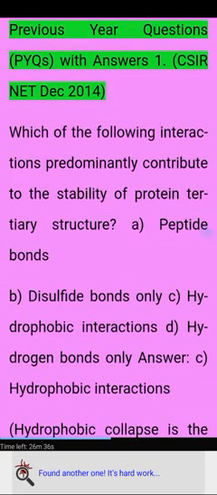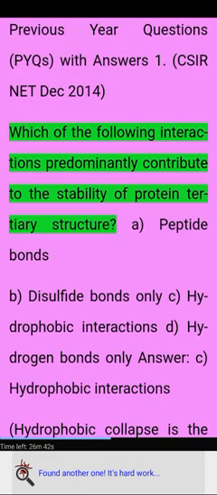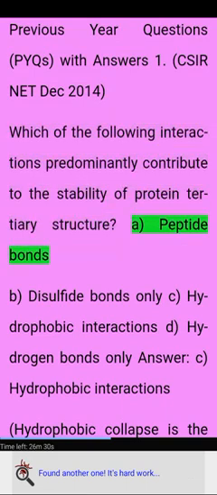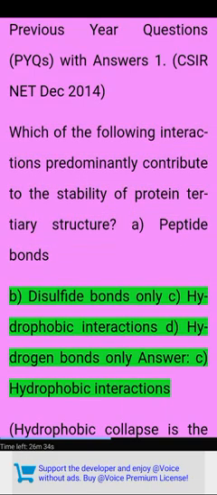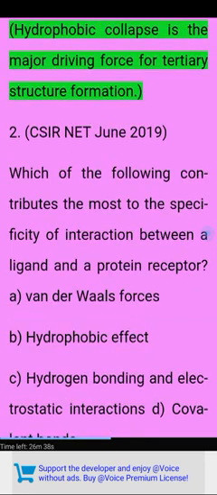Previous year questions, PYQs, with answers. 1. CSIR NET December 2014. Which of the following interactions predominantly contribute to the stability of protein tertiary structure? A. Peptide bonds. B. Disulfide bonds only. C. Hydrophobic interactions. D. Hydrogen bonds only. Answer: C. Hydrophobic interactions. Hydrophobic collapse is a major driving force for tertiary structure formation.